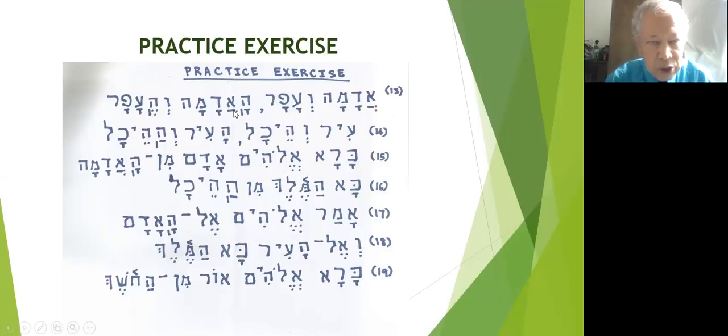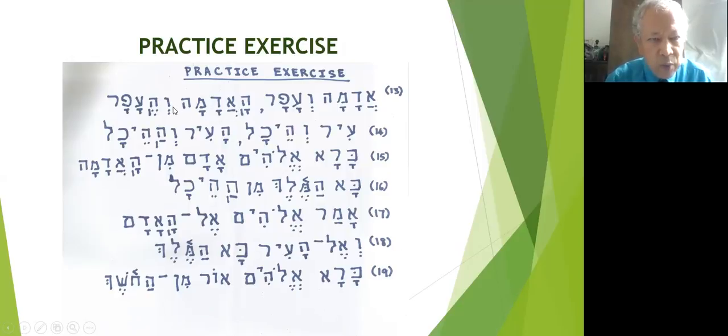This is a composite shewa. We call it a hatef patah, a hurried patah, a hurried a, because the tendency is to hurry to the last syllable where the accent is usually placed. It's placed there so often that the symbol of the accent, the arrowhead, is not put over the last syllable. The arrowhead is put over a syllable when it is not the last syllable. So this is ha, adamah, the ground.